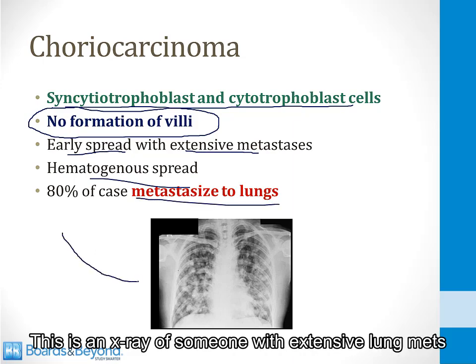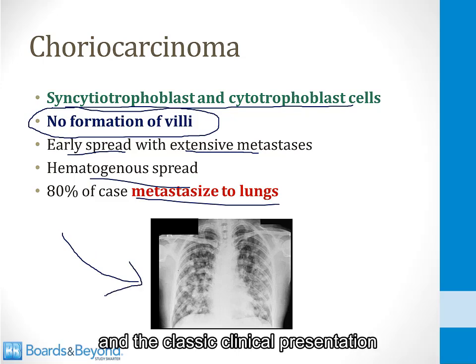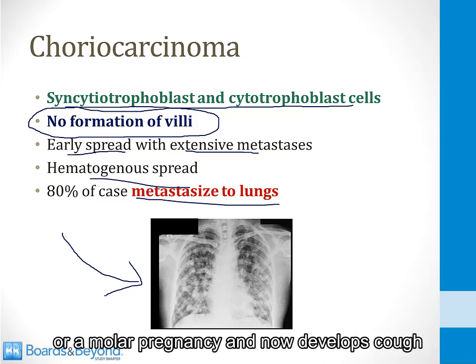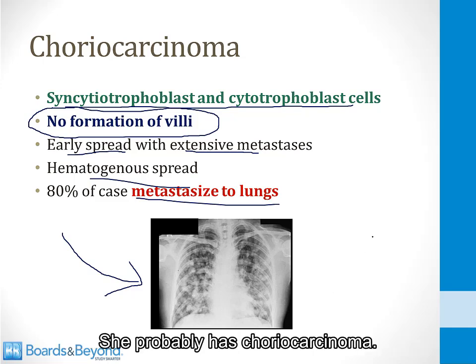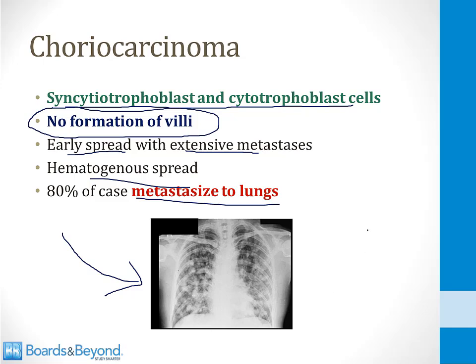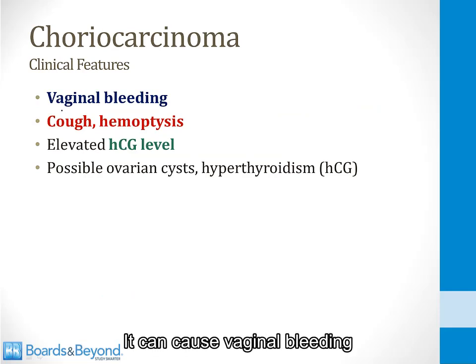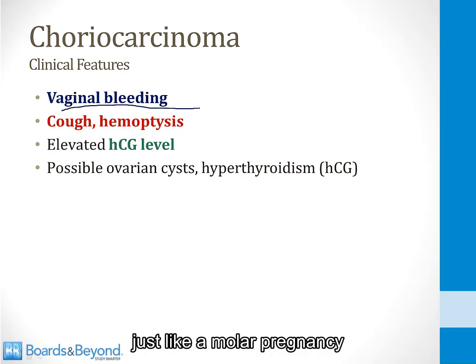This is an X-ray of someone with extensive lung mets, and the classic clinical presentation of this tumor for the boards is a woman who recently had either a normal pregnancy or a molar pregnancy and now develops cough and an X-ray like this. She probably has choriocarcinoma. Some of the symptoms of choriocarcinoma are shown on this slide. It can cause vaginal bleeding, just like a molar pregnancy.